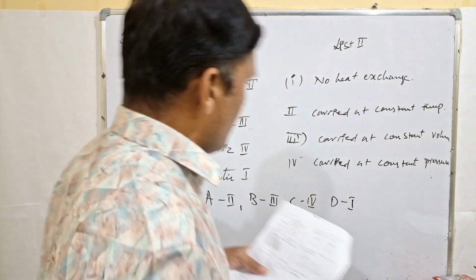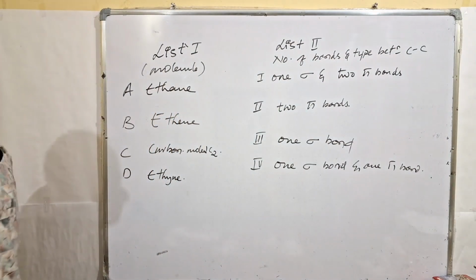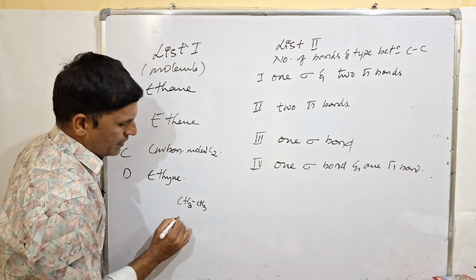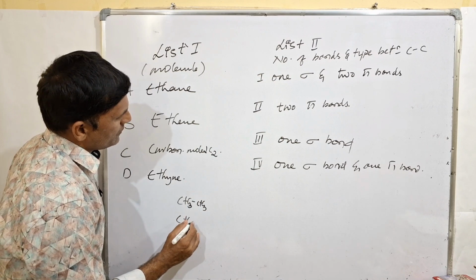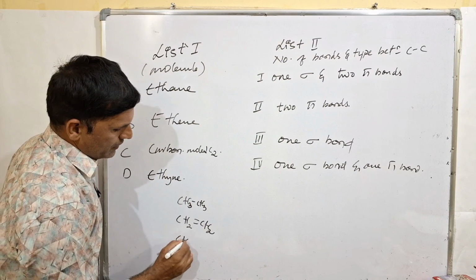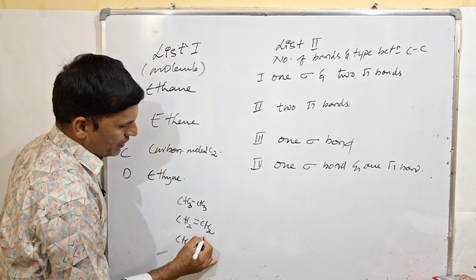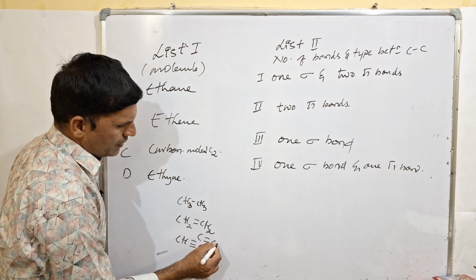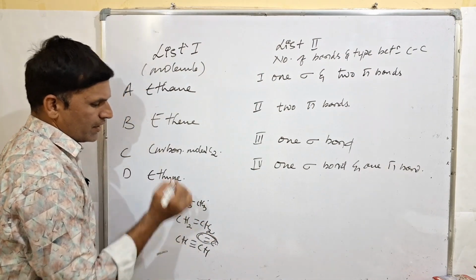This is also a matching type of question. Ethane molecule means CH3-CH3. Next, ethene is CH2=CH2, and the last option is CH≡CH. And for the carbon molecule, it is said only carbon molecule means C=C, but it is given as a triple bond. This is what is being given. By looking into all these, we can make out the matches.